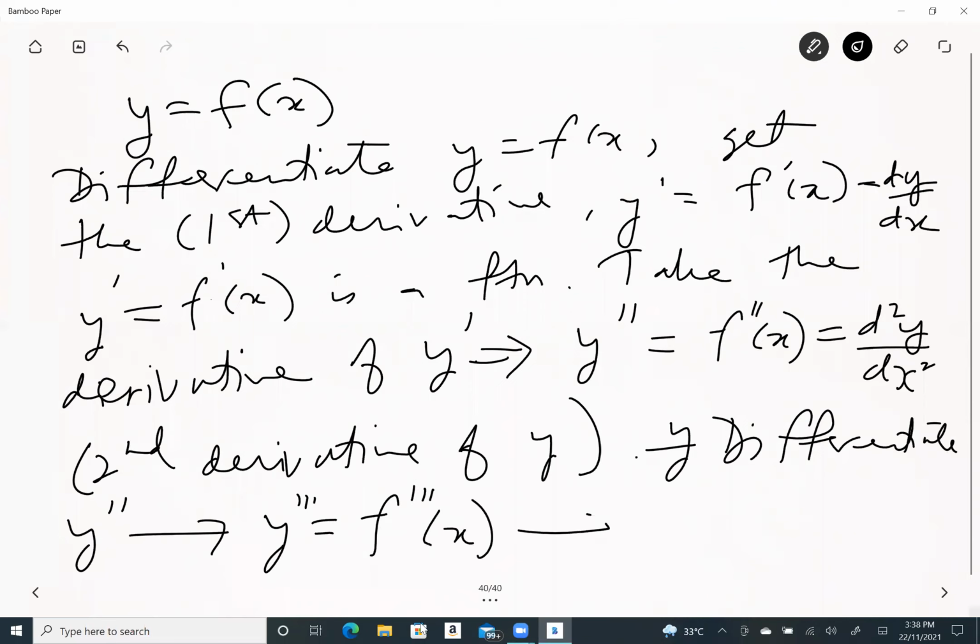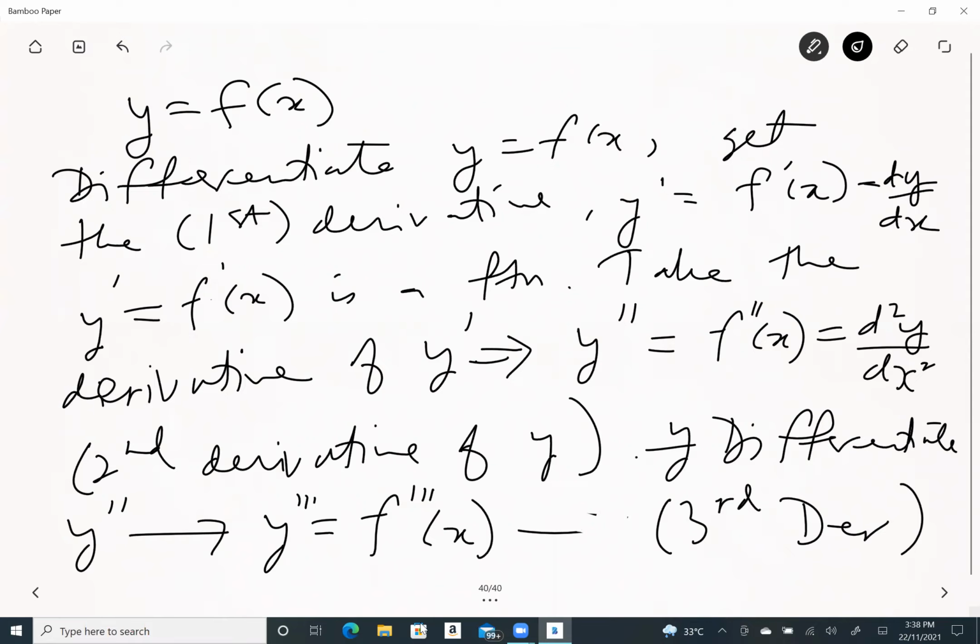And I can continue until you have the third. This one is the third, that is called the third derivative. I shouldn't put the arrow. That's the third derivative. Now, the derivative is a function. I differentiate. What do I get? I get the fourth derivative, and so on.